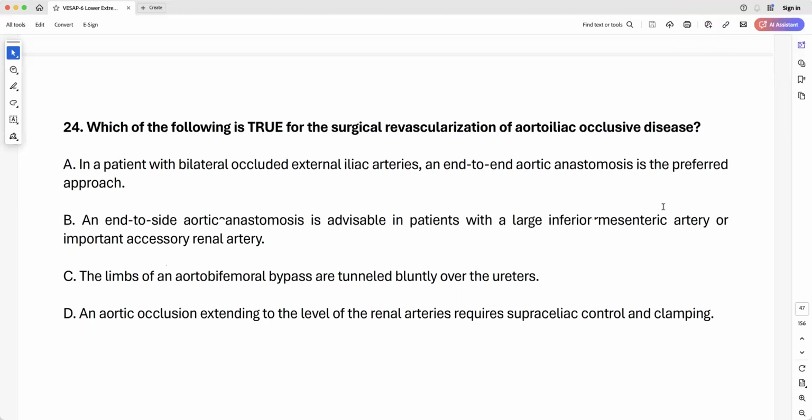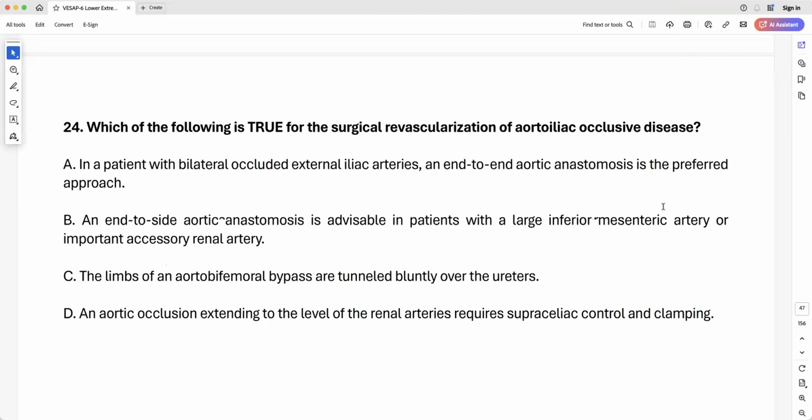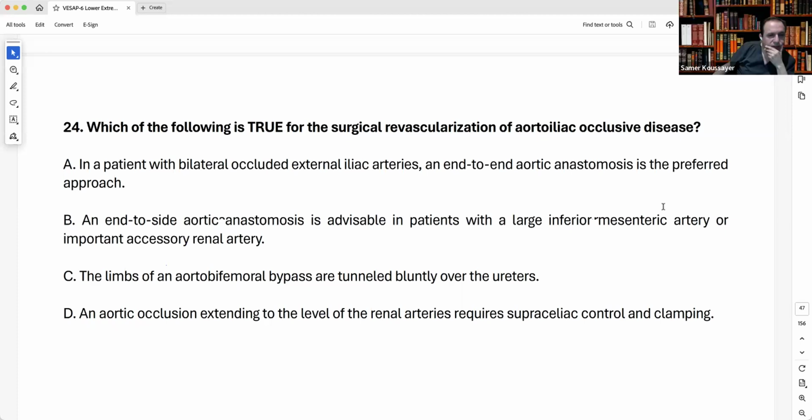So what do we do now? Urology opinion and stenting. Sorry? Stenting of the ureter by the urology? No, why do you need to stent the ureter? This is something permanent, so you would keep a stent there forever.